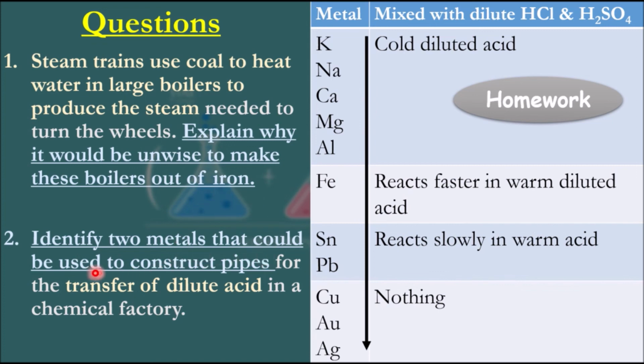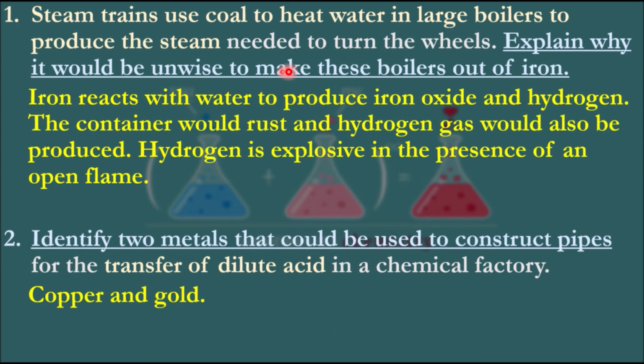Identify 2 metals that could be used to construct pipes for the transfer of dilute acids. If that's the case, we want to use something like copper, gold, or silver. So that's what we have here. And just to elaborate, the container could rust as well due to that steam and also that hydrogen gas, like we talked about before.